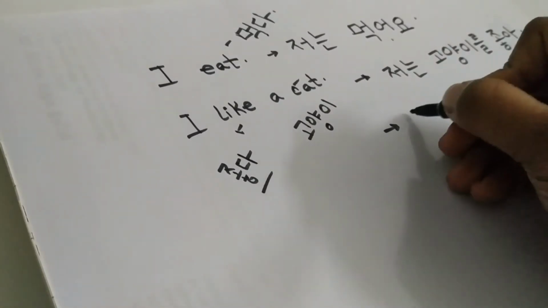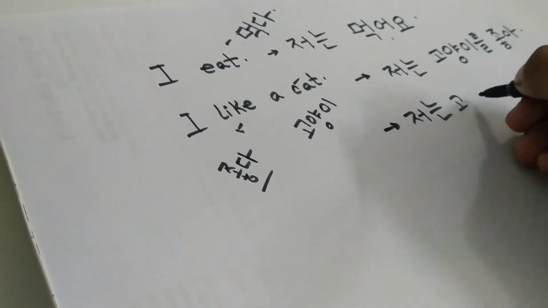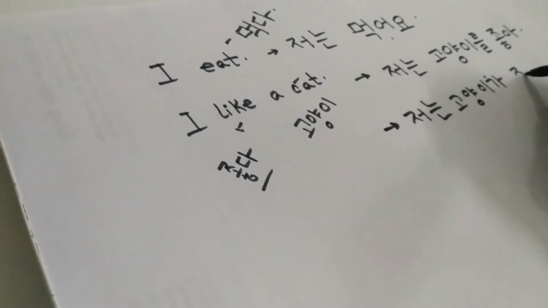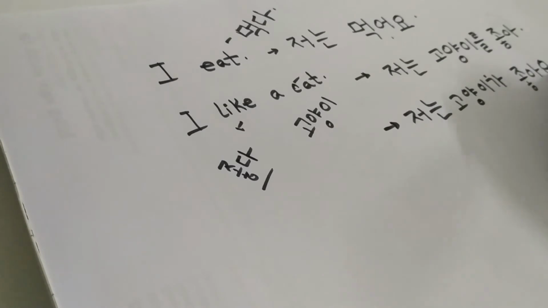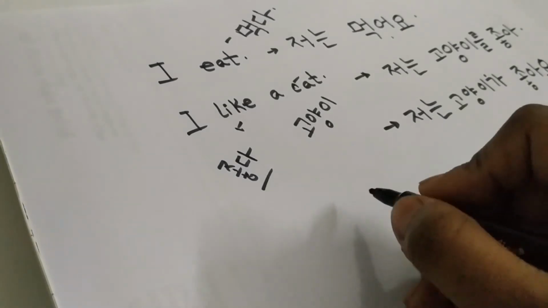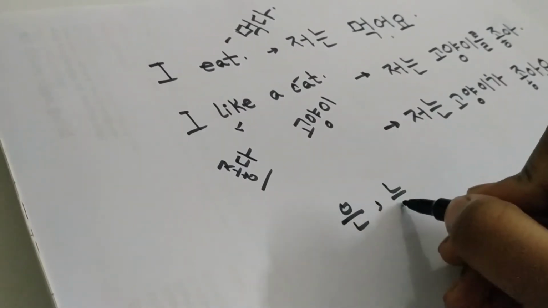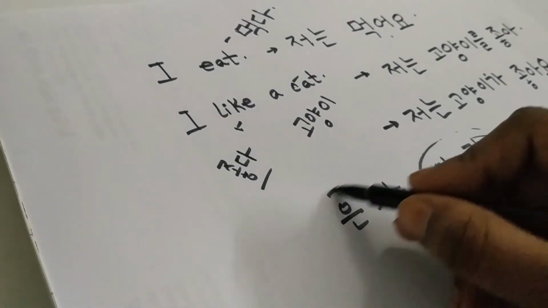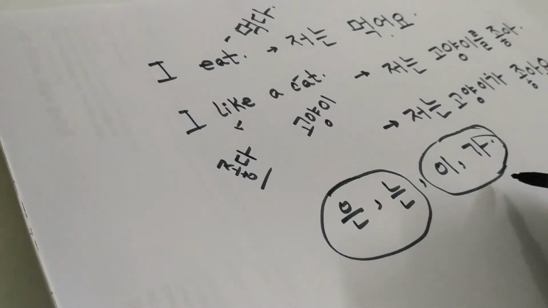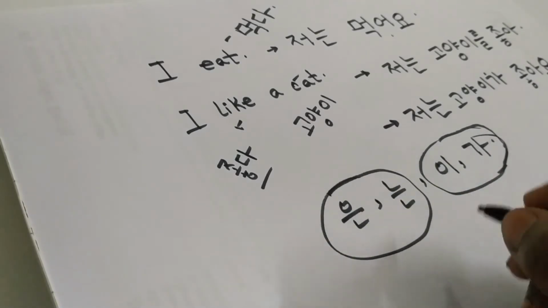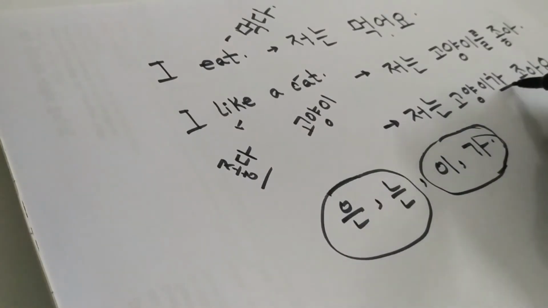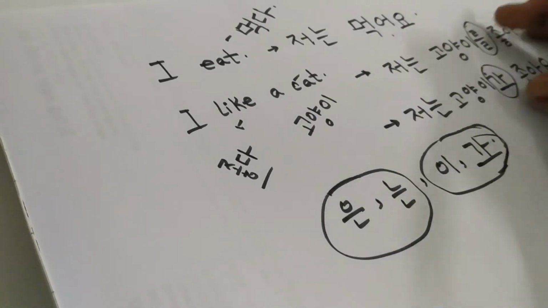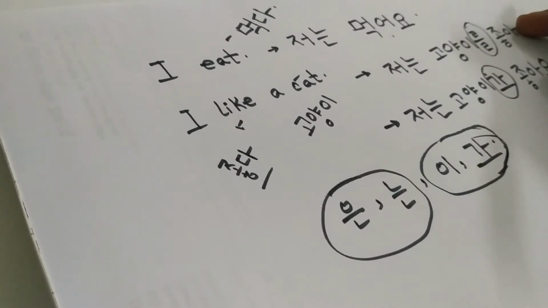And you can say it differently, like 저는 고양이가 좋아요. Subject marking particles are 은, 는, 이, 가, and this can be used vice versa. There is no specific rules for using it. You can use like 저는 고양이가 좋아. You can see that 를 can be used and 가 can be used. Both can be used in the same sentence, and this is totally acceptable.